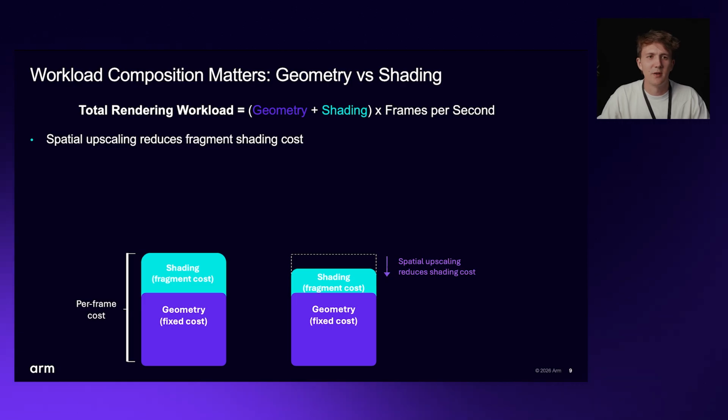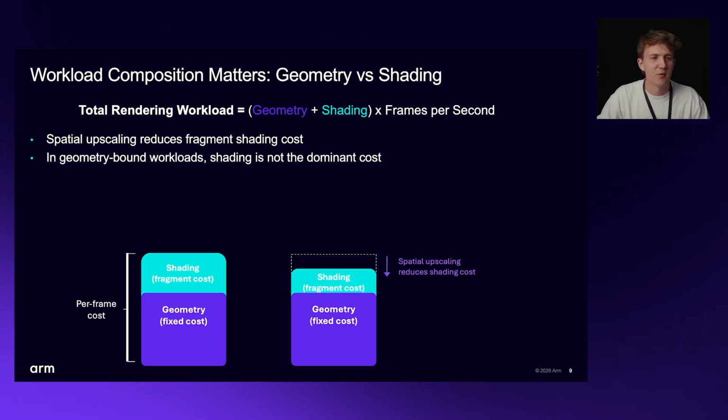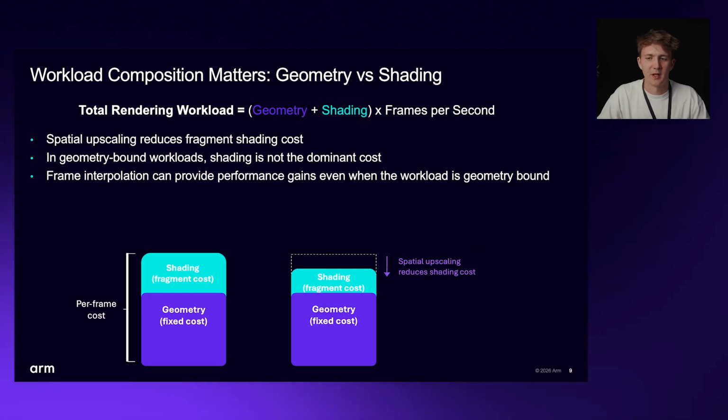However, the geometry still needs to be processed. Reducing the render resolution does not change the amount of geometry to be processed, so for a geometry-bound workload like this one, reducing the render resolution and using spatial upscaling will be less impactful. And this is where frame interpolation can help. Rather than reducing only the shading cost within a frame, we actually generate new frames, and so this reduces the number of frames that we need to render fully to achieve a high frame rate.